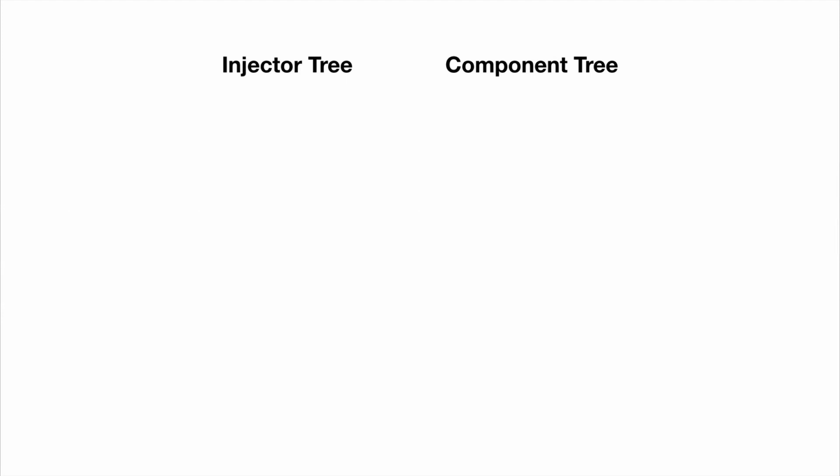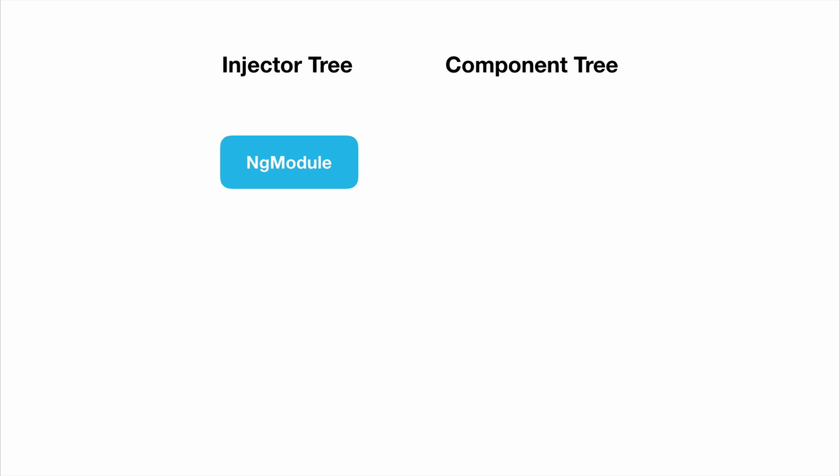So an Angular application will have a tree of injectors mirroring the component tree. In the slide right now, I've split it up into two. On the left-hand side, you're going to see the injector tree, and on the right-hand side, you're going to see the component tree. We'll always have a top-level parent injector, which is attached to our ng module. Then we'll have child injectors descending in a hierarchy matching the component tree.